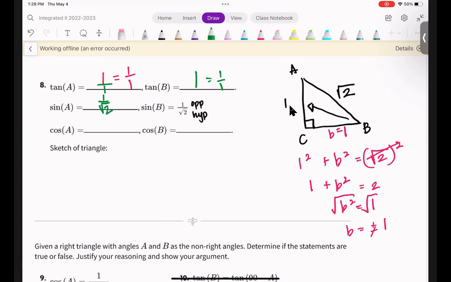Right? What's the cosine of A? 1 over root 2. Very good. And the cosine of B? 1 over... Miss Johnson, all of them are 1 over root 2s. That's weird. I know, right? So interesting. Okay, so very good.